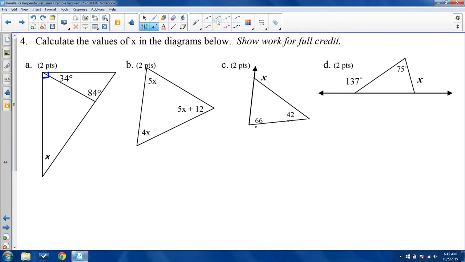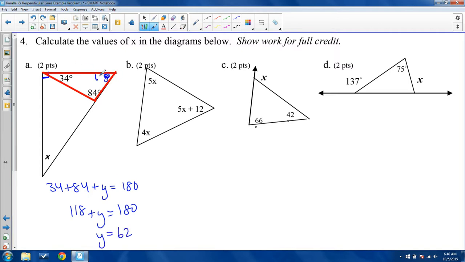The triangle angle sum theorem says that if I add up all of the interior angles of my 3-sided polygon, otherwise known as a triangle, I get 180 degrees. So if I call this angle here y, and I add 34 with 84 with y, I'm going to get 180. And here, this will be 118. Subtract 118, you'll get y equals 62.